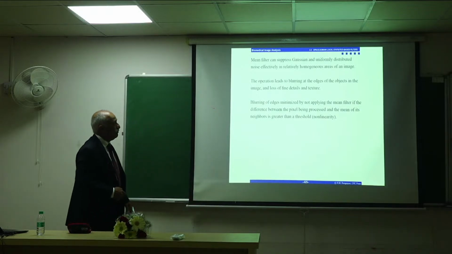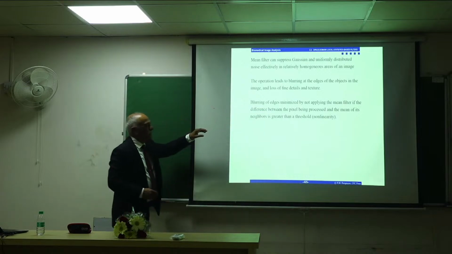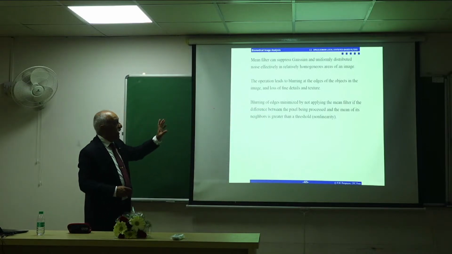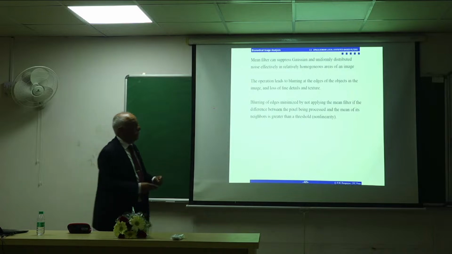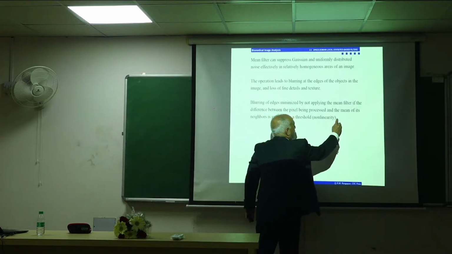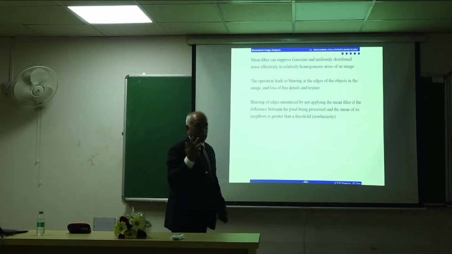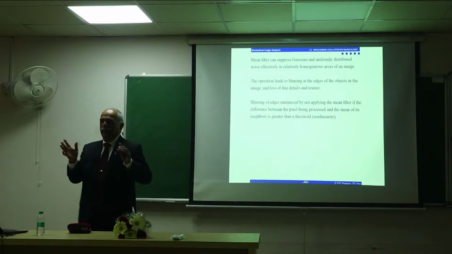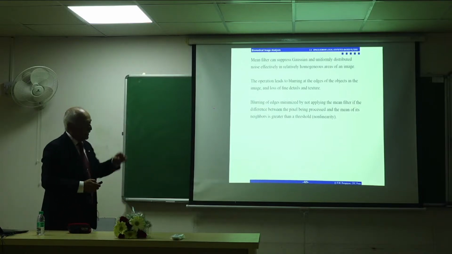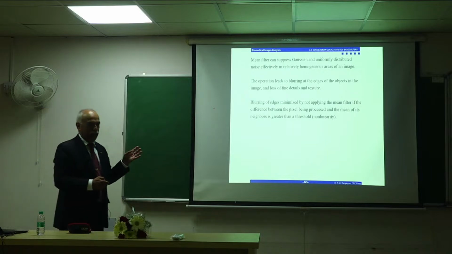Blurring of edges can be minimized by not applying the mean filter if the difference between the pixel and the mean of the neighbors is greater than a threshold. So when the window is sitting here, you say, oh, this pixel and the average of its neighbors, the difference is large, so I will not process it. We'll leave it like that. Then it becomes nonlinear. You put conditions, then the filter is no longer linear.